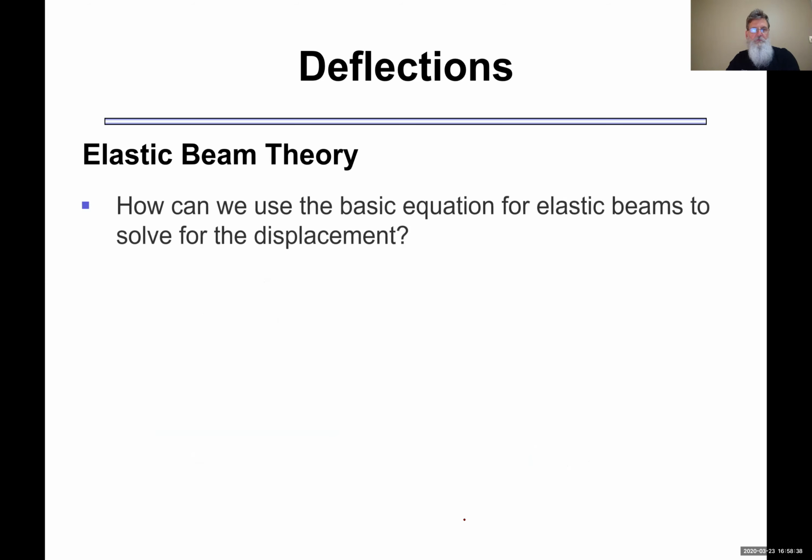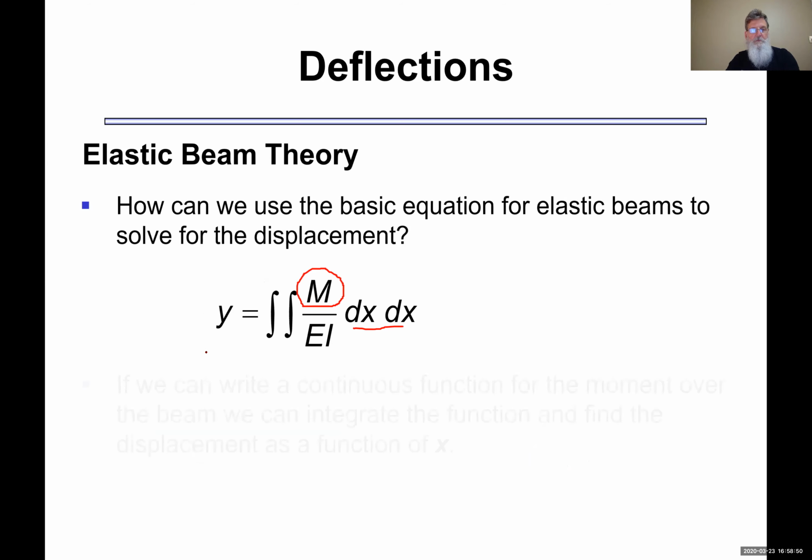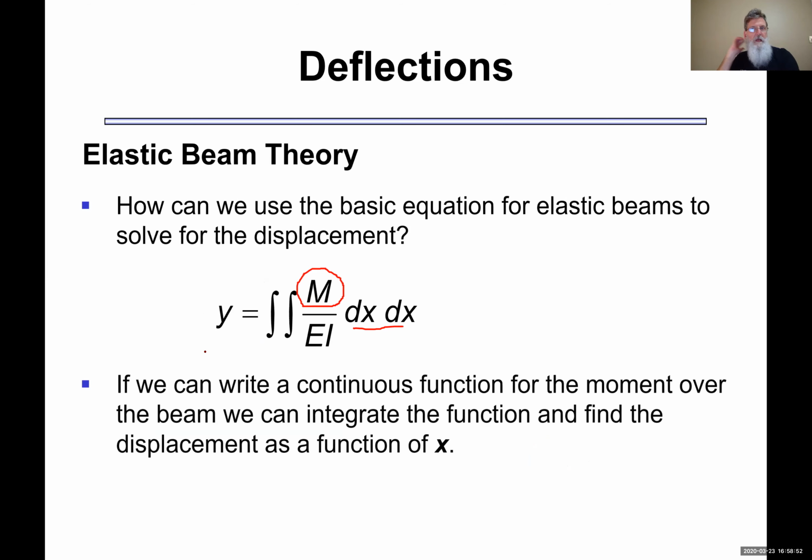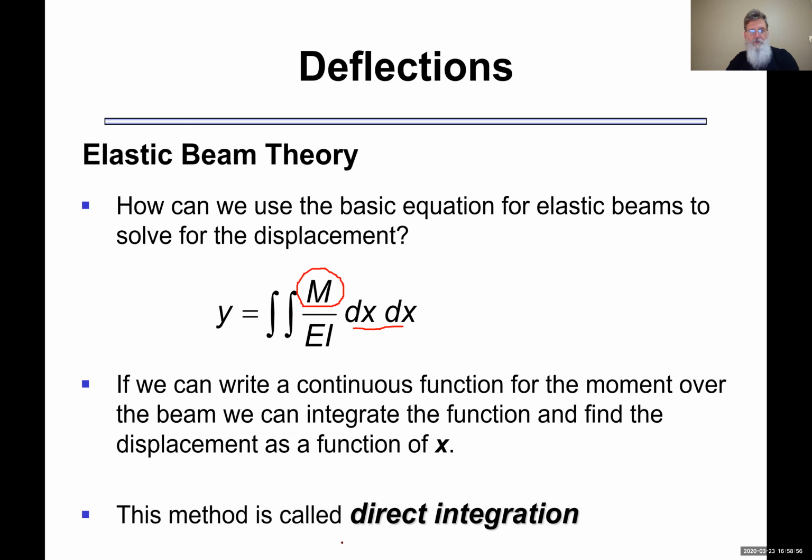So how do we use this? How can we use this equation to solve for displacement? Again, if we can write an equation for moment, integrate it twice, we can get displacement. So let's work an example problem where we do that. Oh, by the way, this is called direct integration. This is the first method that we're going to use. It relies on the fact that you can write a continuous function for moment over the beam.